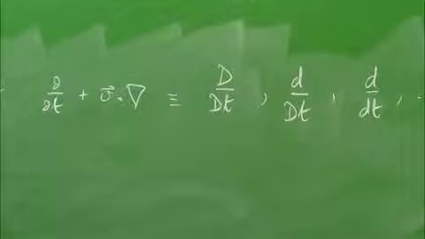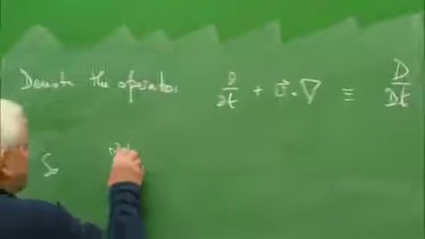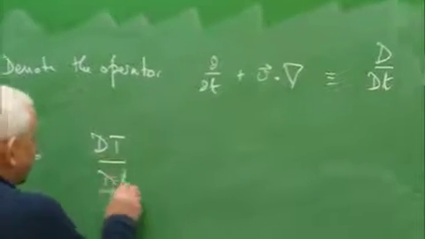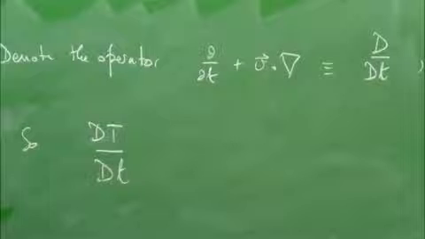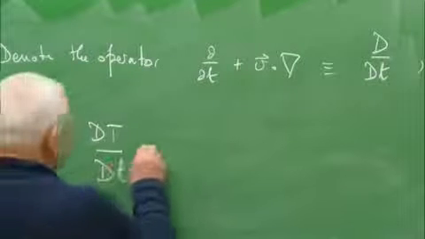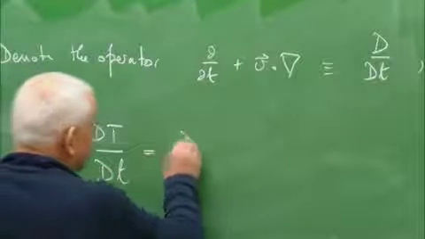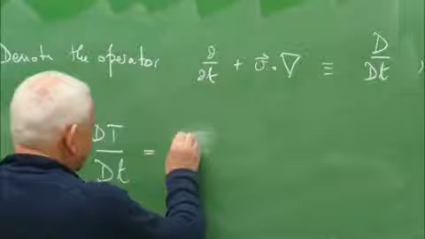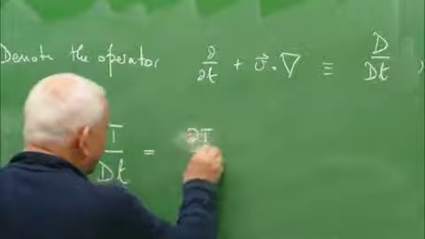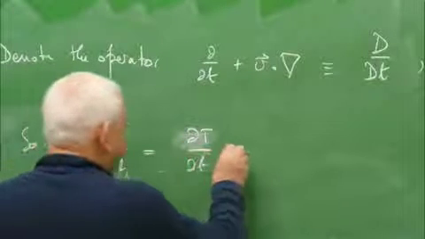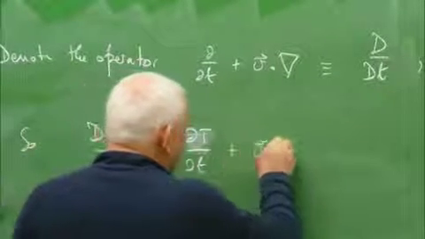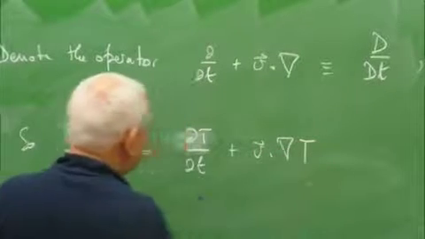And so the rate of change of temperature measured when you move with the fluid, this is the convective rate of change of temperature, is then partial dT by dt plus v dot nabla of T.